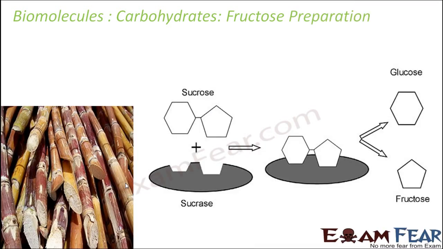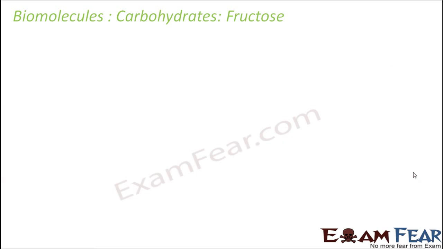So let us look at the preparation of fructose. This also can be prepared from sucrose. If this is sucrose, sucrose has 1 unit of glucose and 1 unit of fructose. So when you hydrolyze it in presence of an enzyme sucrase, what happens? It gives 1 unit of glucose and 1 unit of fructose. So this is how we can prepare fructose.